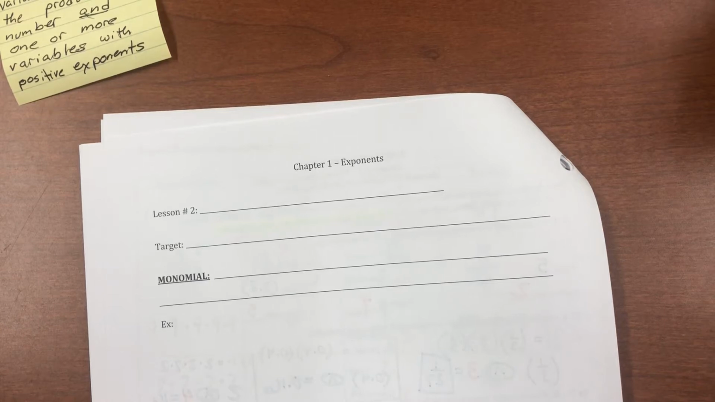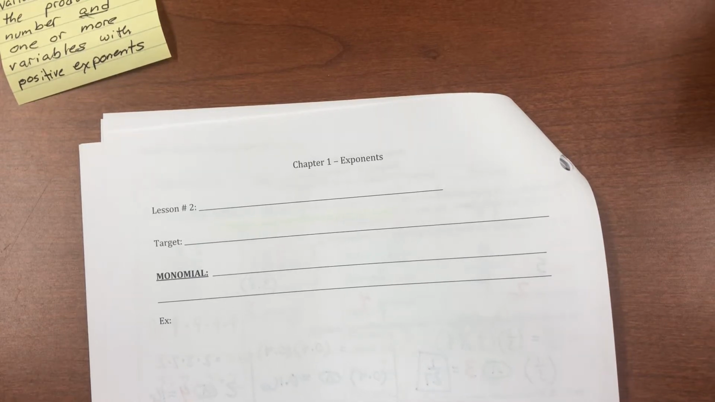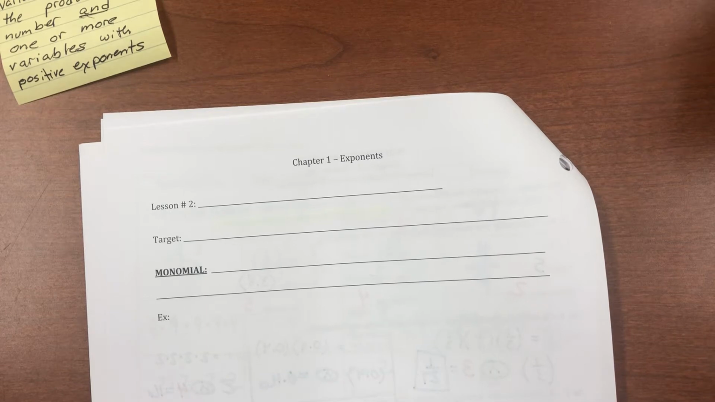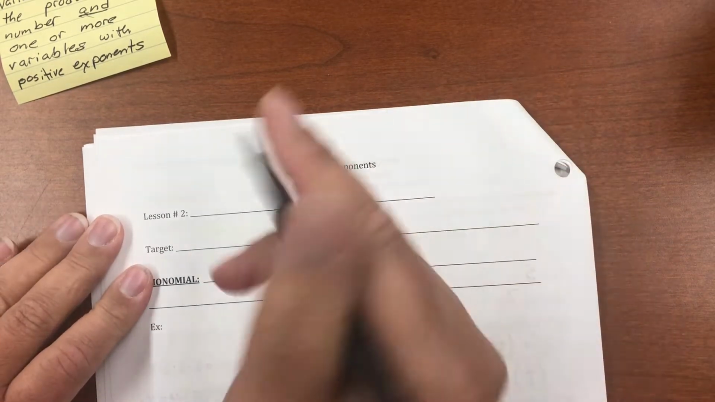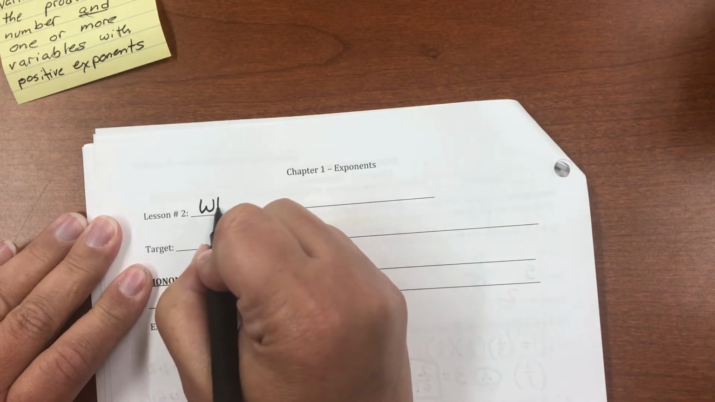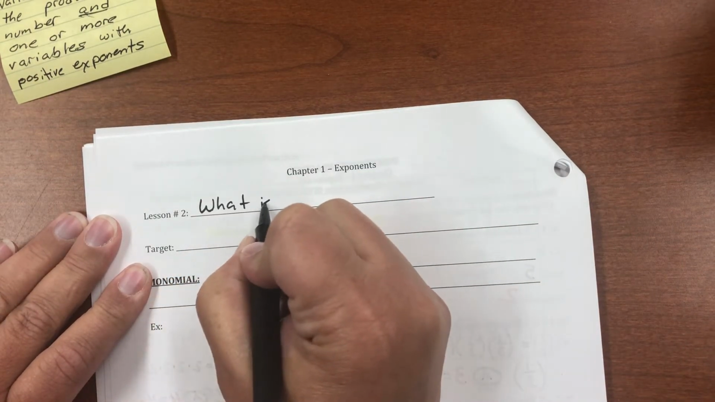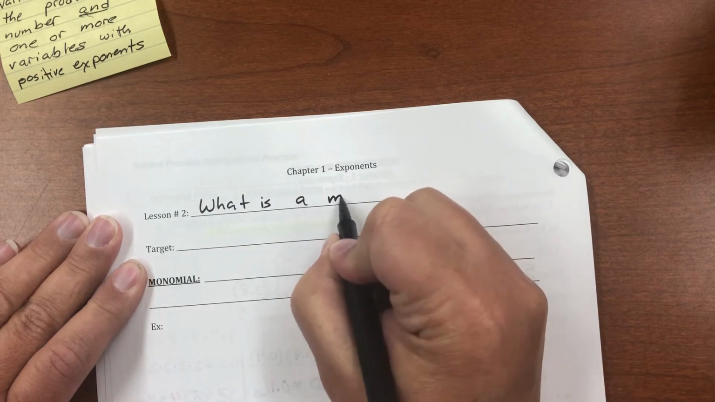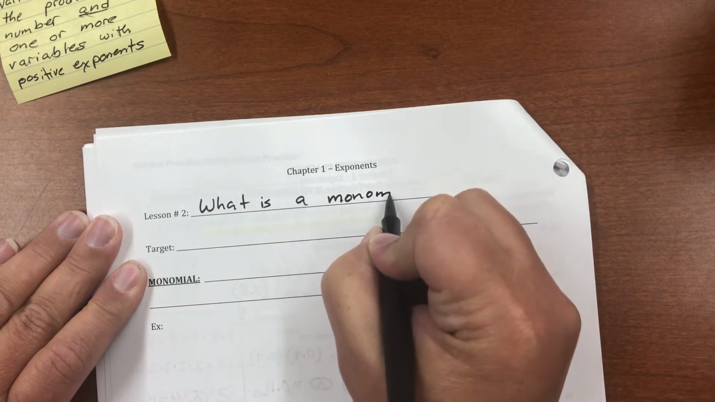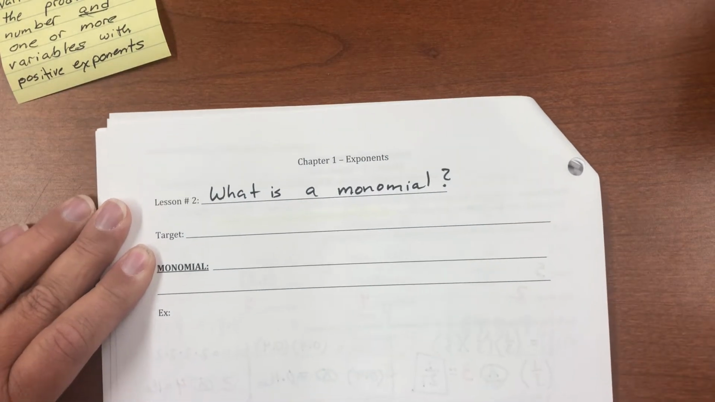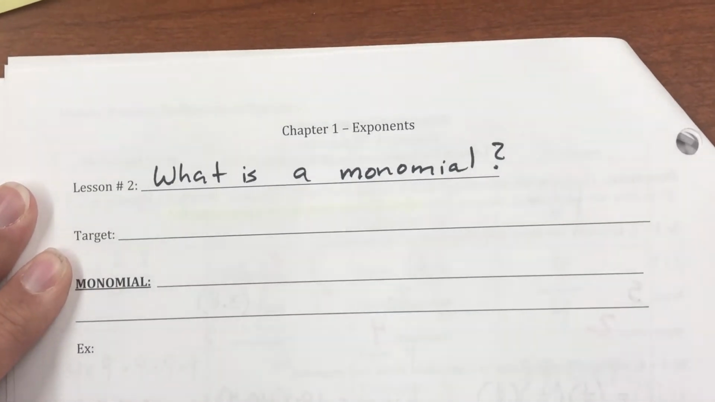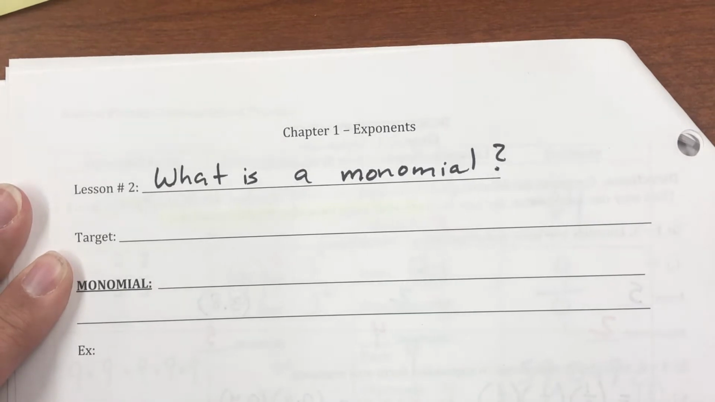Hey, welcome back. We're still in Chapter 1 Exponents, but now we're on Lesson 2. What is Lesson 2? Lesson 2 is, what is a monomial? And the target is going to be to learn the definition of a monomial, but also the parts of a monomial.